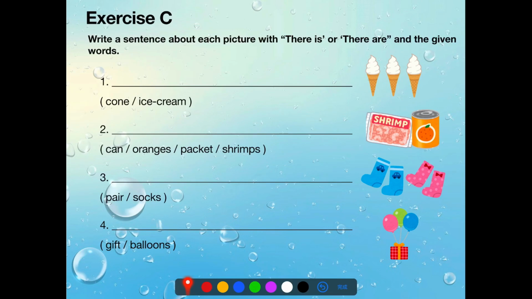Let's check the answer. Number 1, cone, ice cream. We can say there are 3 cones of ice cream. Number 2, canned oranges, packet shrimps. There is a can of oranges and a packet of shrimps.